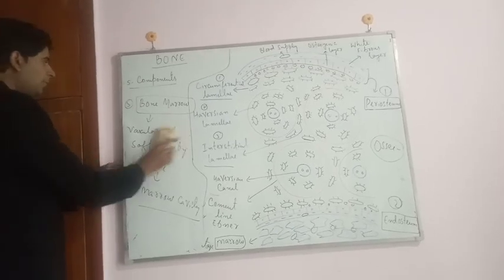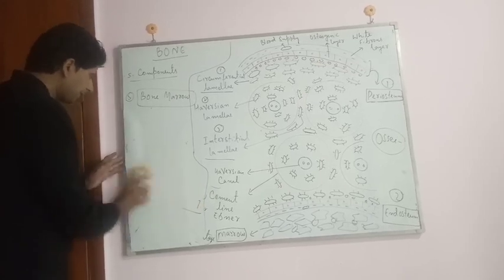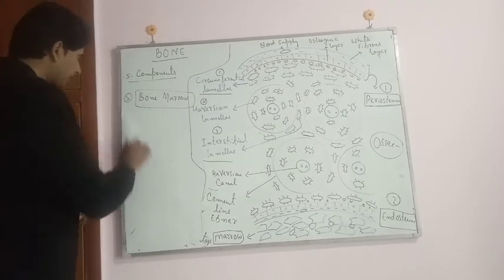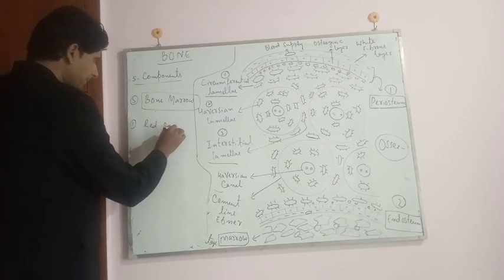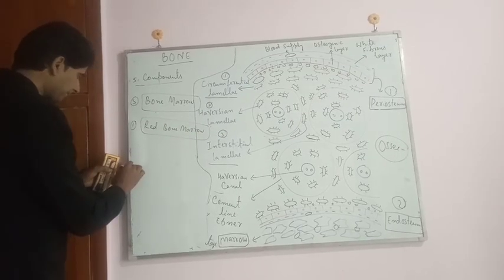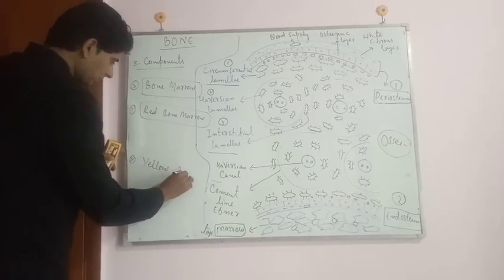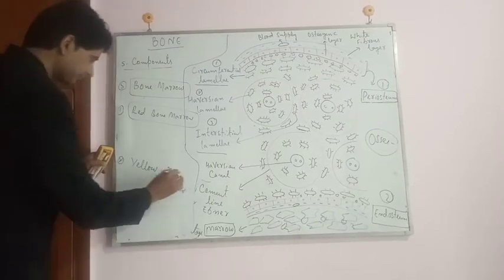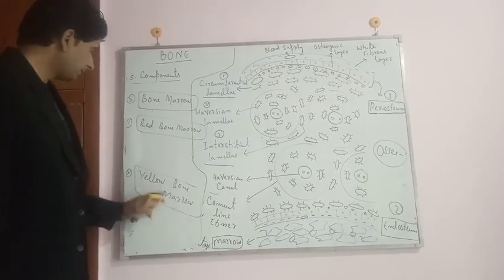And this bone marrow is of two types. The first one is the red bone marrow, and the next is the yellow bone marrow. So there are two types here, red bone marrow as well as yellow bone marrow.